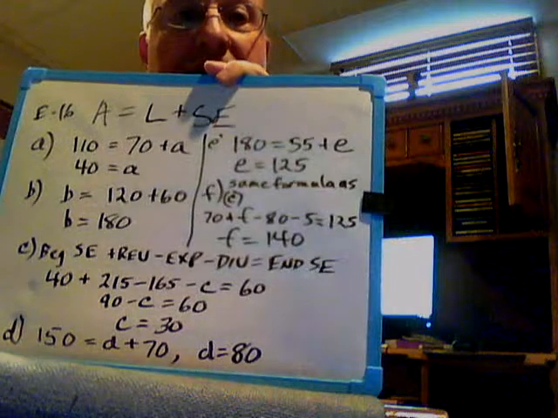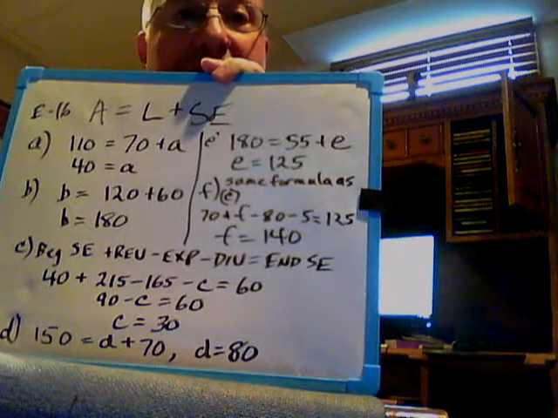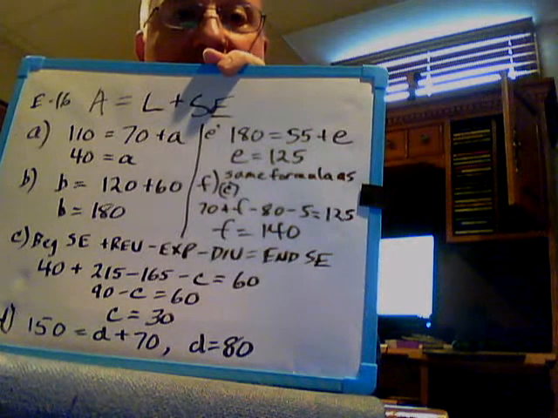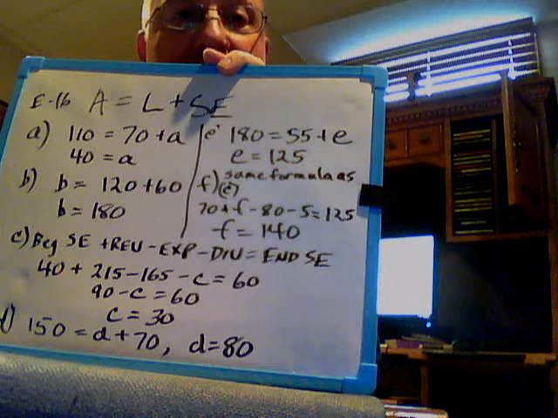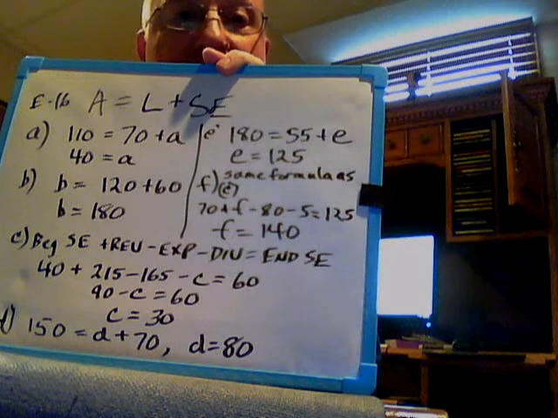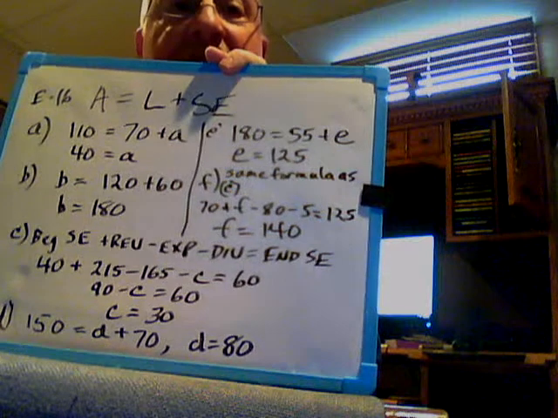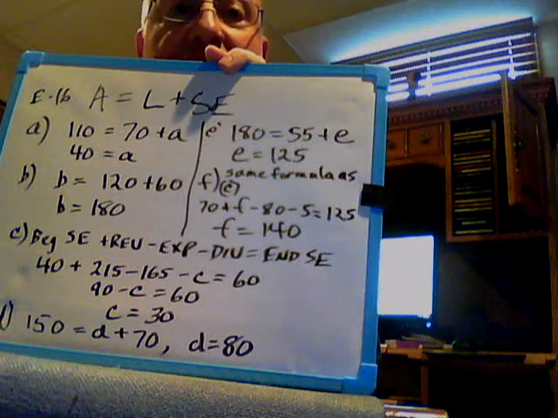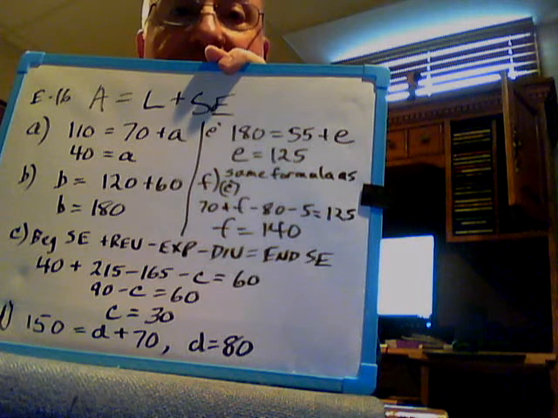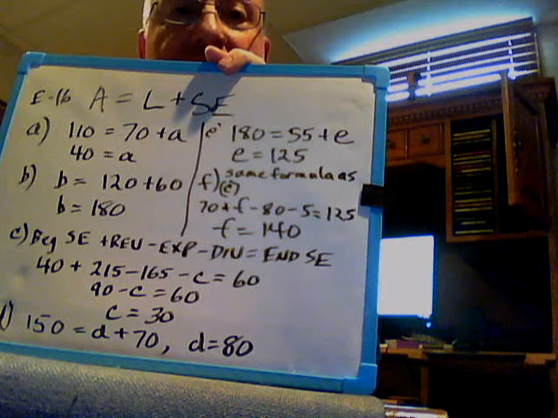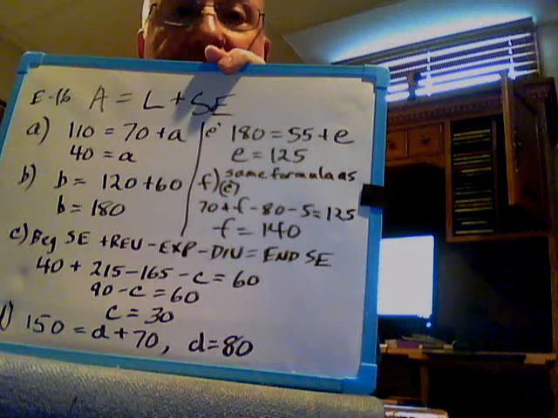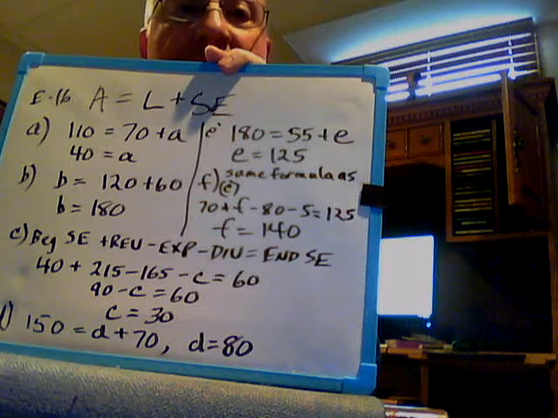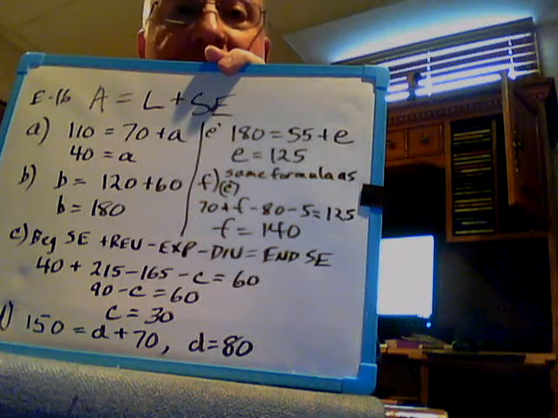Now moving to D, this one again is a little more straightforward. You've got assets 150 equals, you're solving for D, the liabilities, plus 70 in stockholders' equity. You solve for that and you get 80,000. On E, pretty similar situation. 180,000 assets equals 55 liabilities plus E, stockholders' equity that you're solving for. Again, work through that equation, and you solve for E and get 125.